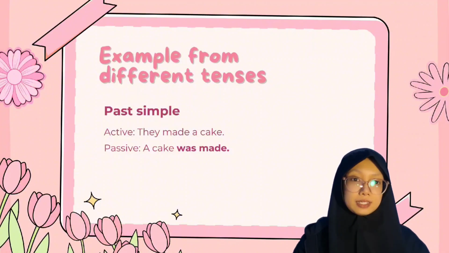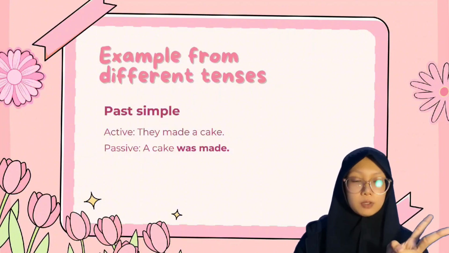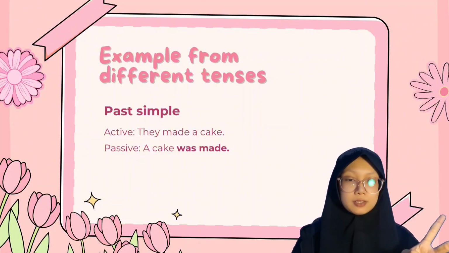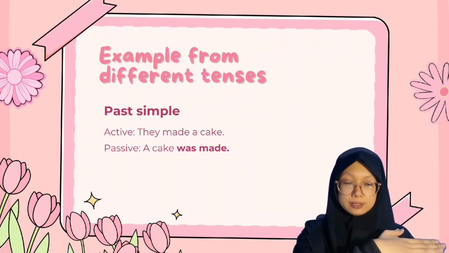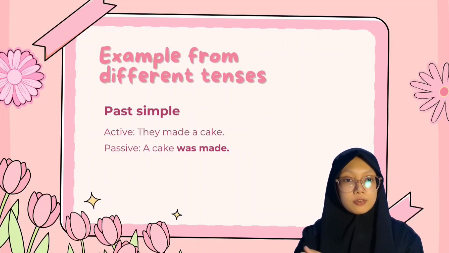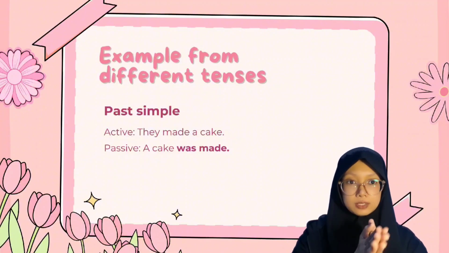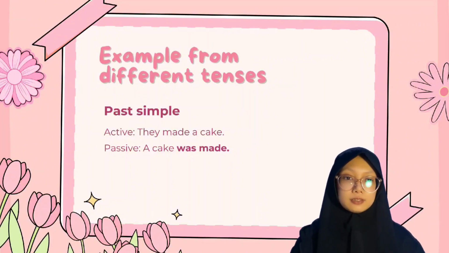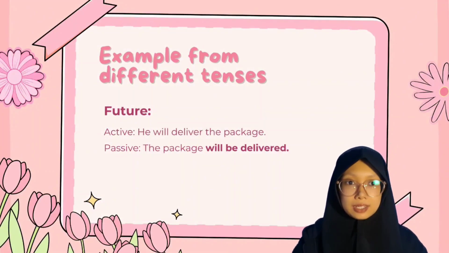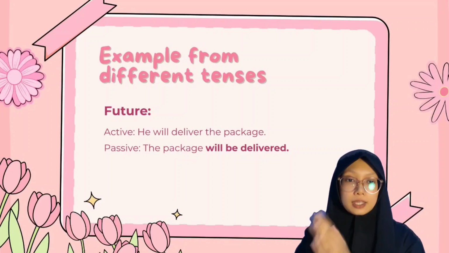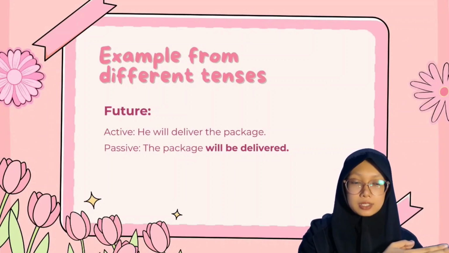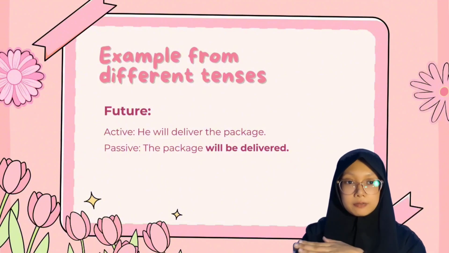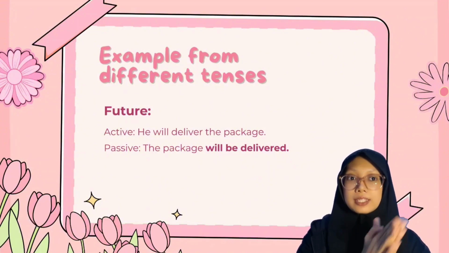Okay, second is example from past simple. In active, they made a cake. In passive, a cake was made. Okay, and the last is future. In active, he will deliver the package. In the passive, the package will be delivered.